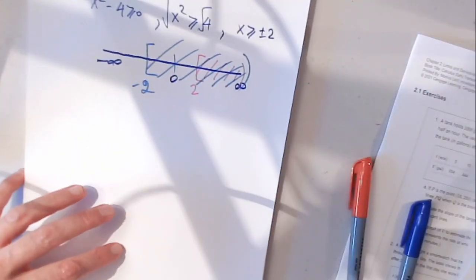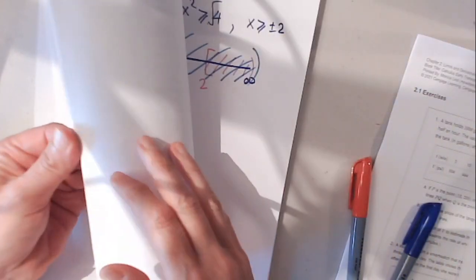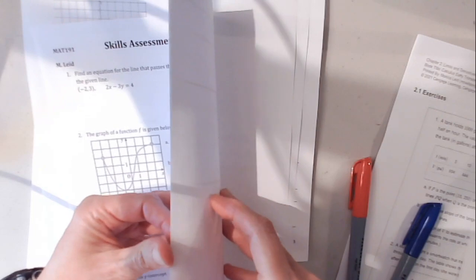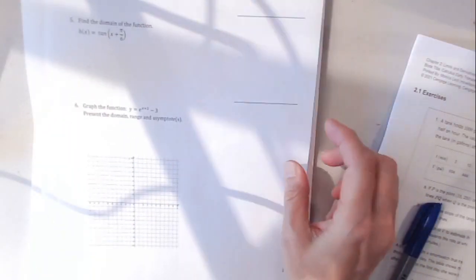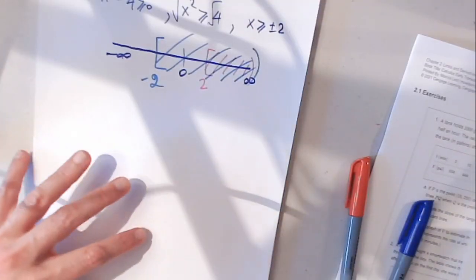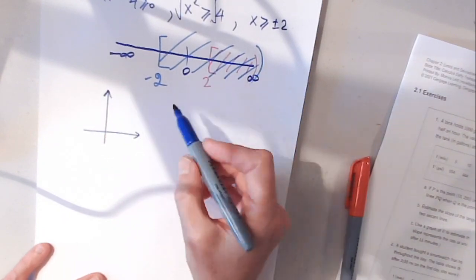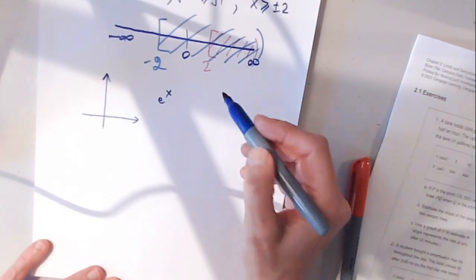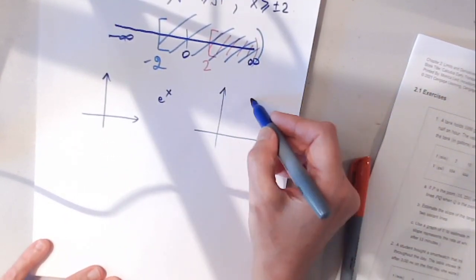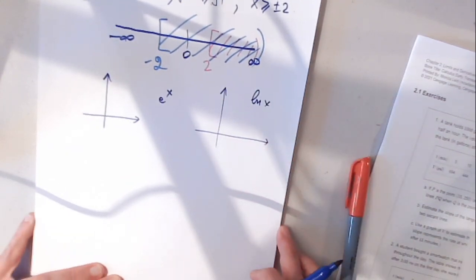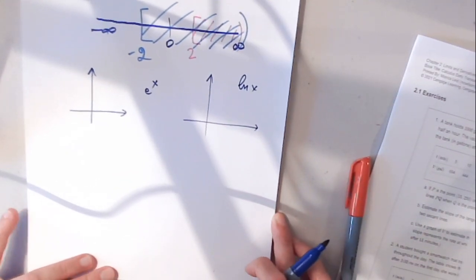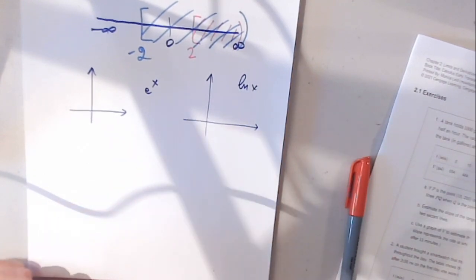Can we go over 6? What does 6 say? Graph the function e to the x plus 2 minus 3. So it's a very good question. The exponential function and the log function, moving forward, please make sure you know the graphs by heart.